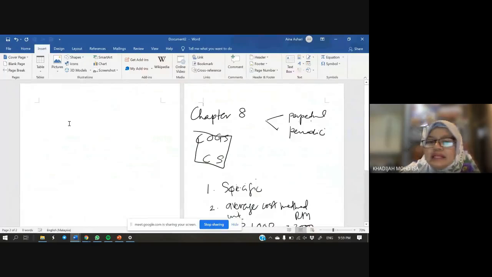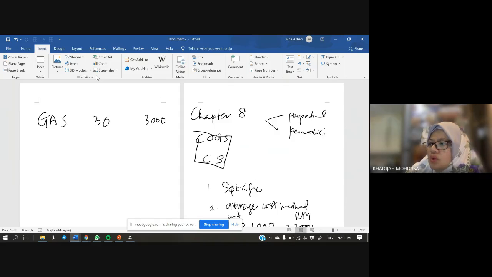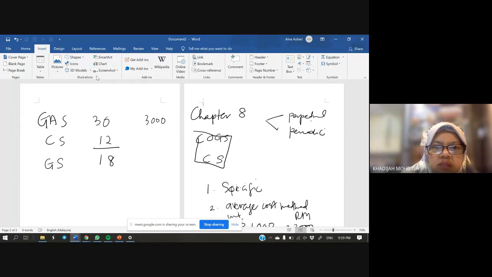Wait. Okay, let's see again. Here, alright, the information provided to you is that goods available for sale is 30 units, and how much is the cost? It is 3,000 ringgit. And then you have closing stock is 12. Your units available, this closing stock means that this is cost of goods sold. Right? Do you get that? Do you see the working?